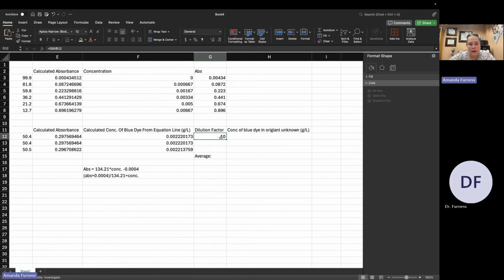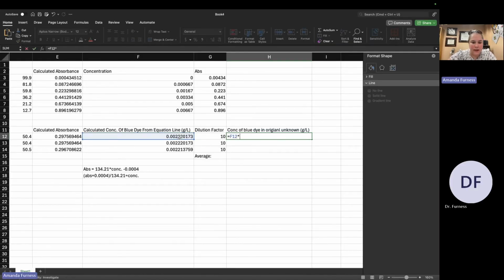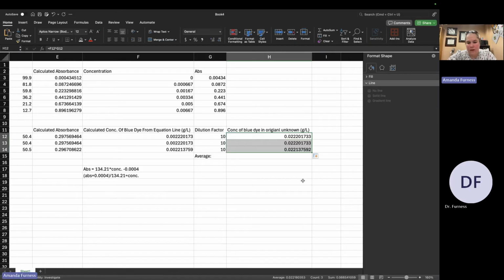And so essentially all of our solutions were diluted by a factor of 10. So then to get the actual concentration of the original unknown sample, it would be equal to the diluted concentration times the dilution factor. And so our unknown original sample solution concentration would be these values.